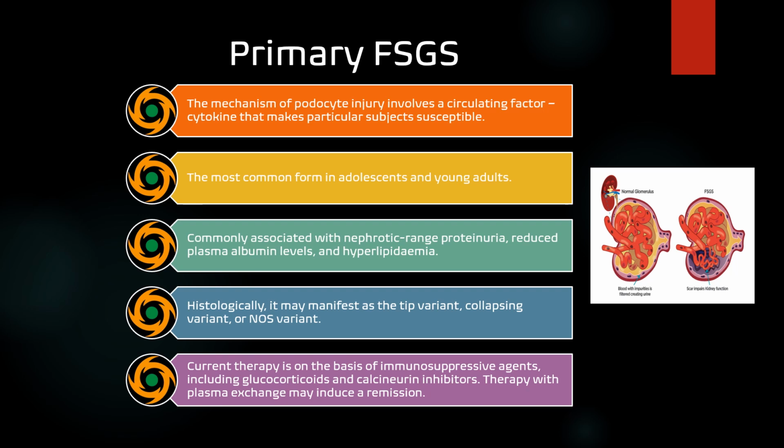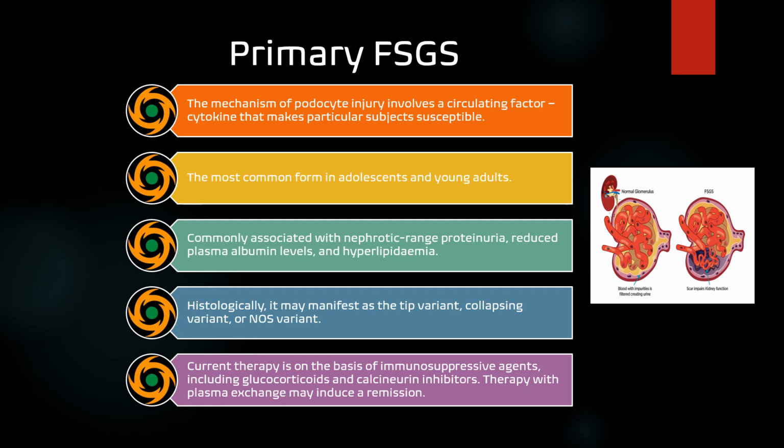FSGS is unfortunately quite common in adolescents and young adults, and commonly associated with nephrotic syndrome or nephrotic range disease, where FSGS is linked with protein leaking or proteinuria, reduced plasma albumin levels, and also other predisposition aspects as well.